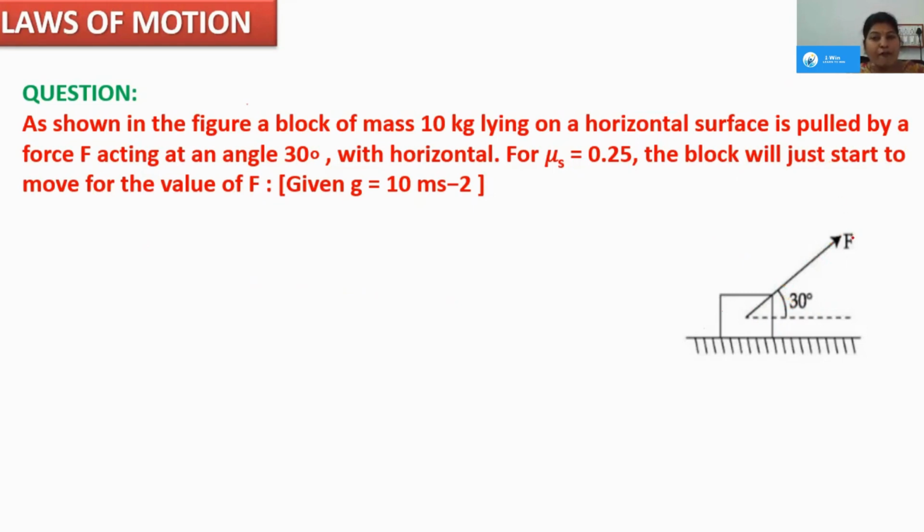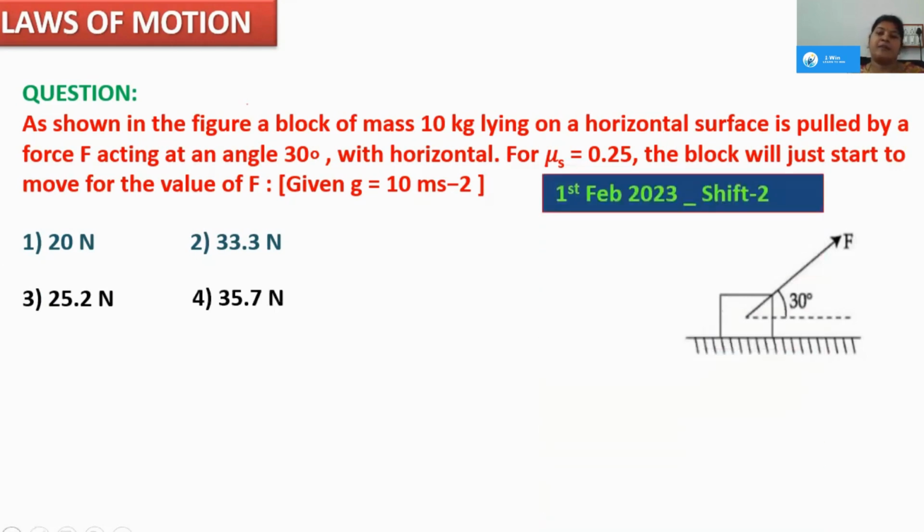For what value of F does the block just start to move? Here it is given that g, acceleration due to gravity, is 10 meter per second square. The options are: first option 20 Newton, second 33.3 Newton, third 25.2 Newton, and the fourth 35.7 Newton. This question appeared in the 1st February 2023 JEE Mains, shift 2.